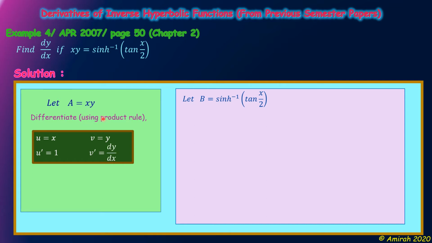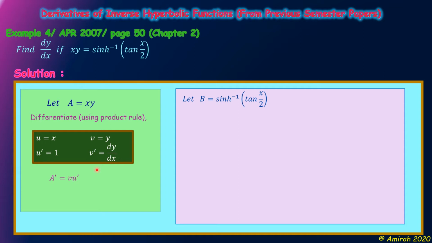When we use the product rule, we need to identify which function is u and which is v. So now our u is x. Then we need to find u prime. u prime is 1. And our v is y, and when we differentiate, we have dy over dx. The symbol for v when we differentiate is v prime. We differentiate y with respect to x, so we have dy over dx.